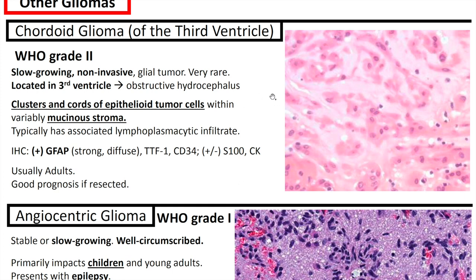So some other gliomas, you can have a choroid glioma of the third ventricle, which is WHO grade 2, a slow-growing, non-invasive glial tumor, which is very rare, located in the third ventricle, and can lead to obstructive hydrocephalus. You can also have clusters and cords of epithelioid tumor cells within variably mucinous stroma, which typically has an associated lymphoplasmacytic infiltrate. On IHC, these choroid gliomas are going to be positive for GFAP, strongly and diffusely, TTF1, CD34, plus or minus S100, and cytokeratins, usually occurring in adults and with good prognosis if resected.